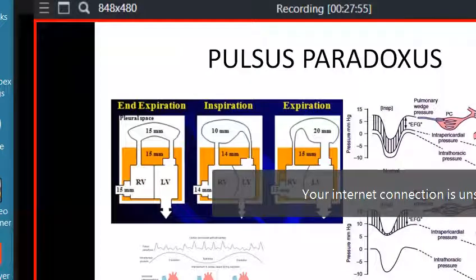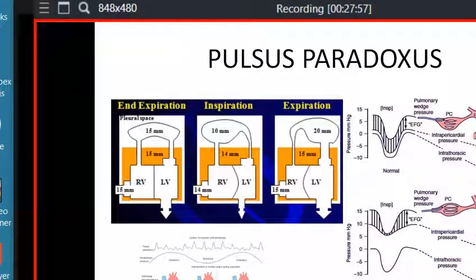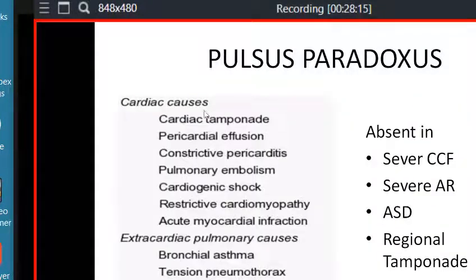When it is more than 10 millimeters, you call it pulsus paradoxus. As you can see here in the diagram, the forward flow pressures are decreased because the difference between the pulmonary capillary wedge pressure and the intrapericardial pressure is reduced. So you get pulsus paradoxus most characteristically in tamponade. As you know, this is a blood pressure finding rather than a pulse finding.